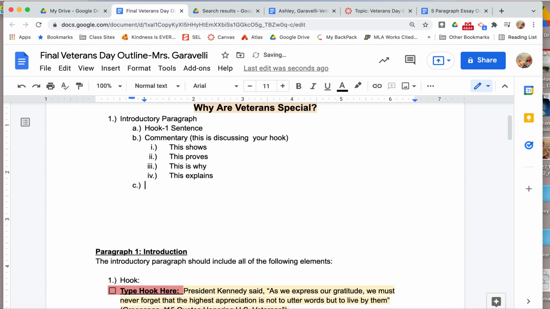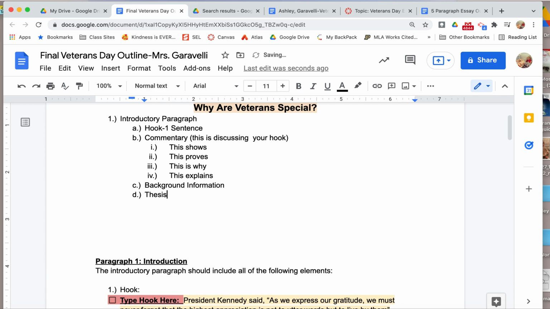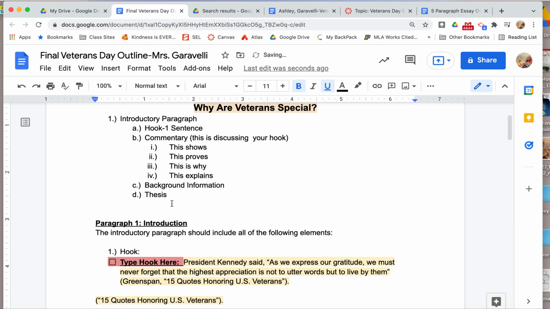Then the next thing after your commentary is going to be background information. So remember, we talked about this with your plot diagram, your exposition, where you include any background information about your characters that we need to know. This is where you put any information about veterans or Veterans Day that we need to know before reading your entire essay. And then the last thing is going to be your thesis. And that is going to be telling what your 3 reasons are for why you think veterans are special. So this is what your introductory paragraph is going to essentially look like.